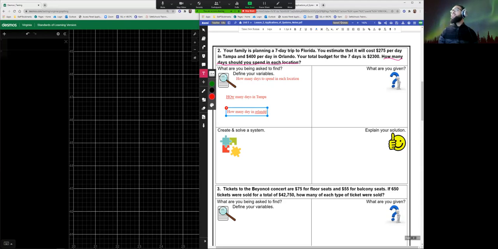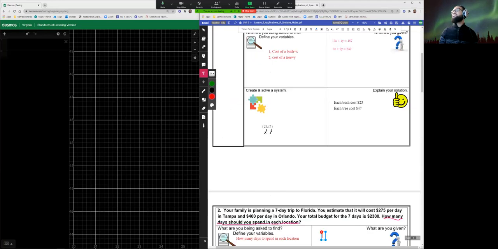Okay, so let's call the first one X and the second one Y. We're going to say how many days in Tampa is X, and how many days in Orlando is Y, all right? So we know that we're going on a trip. Let's move to this next step. We've just identified our variables and what they're asking us to find.